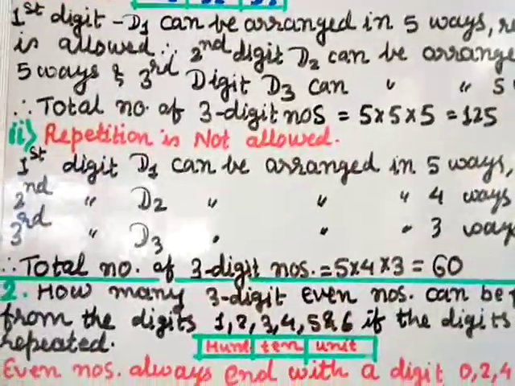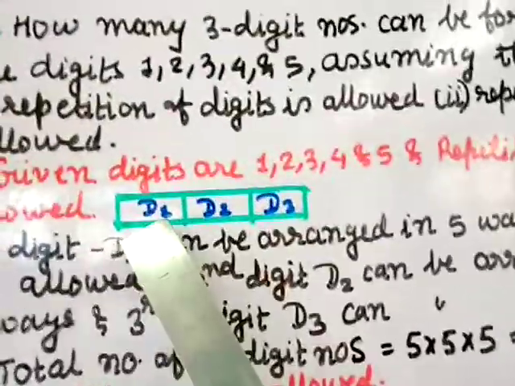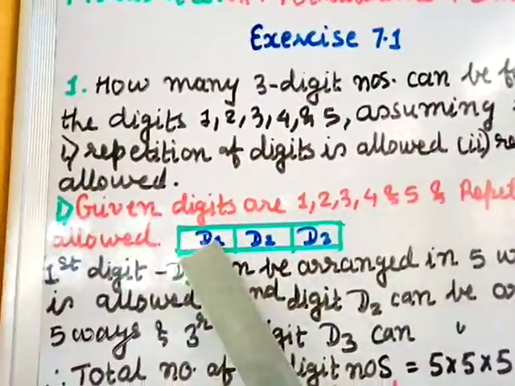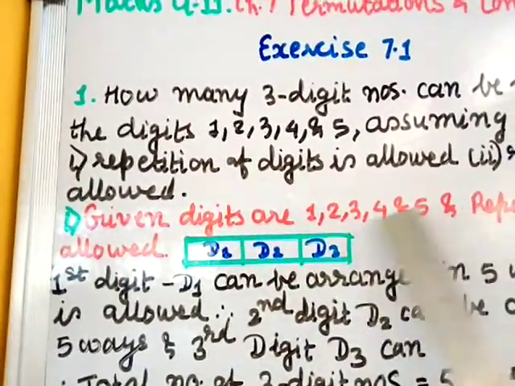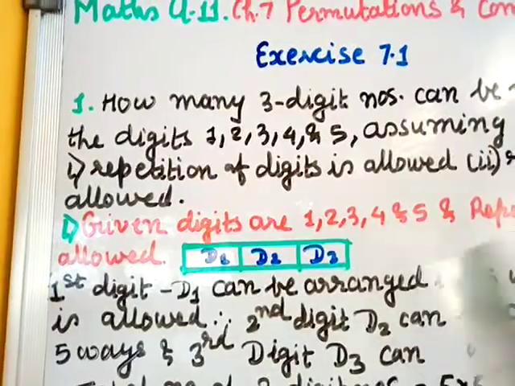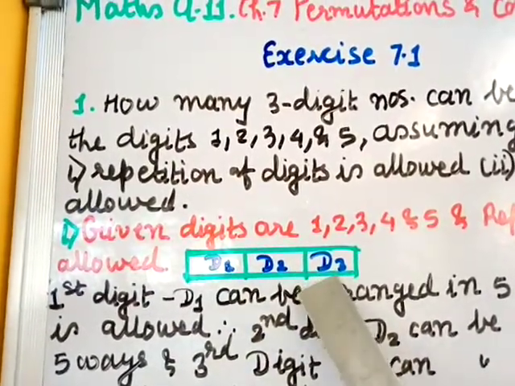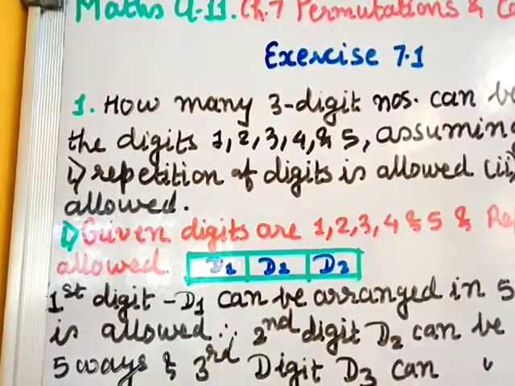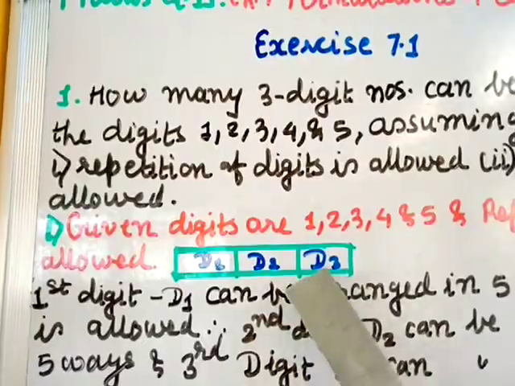Now part 2 is repetition is not allowed. If repetition is not allowed, that means suppose the first place D1 can be filled in 5 ways. Now one number which is used, I cannot repeat again. So there will be only 4 numbers remaining, so the second place can be filled in 4 ways. Now for the third place, already 1 and 2 are used, repetition is not allowed, so 3 digits remain. So the third one can be filled in 3 ways.